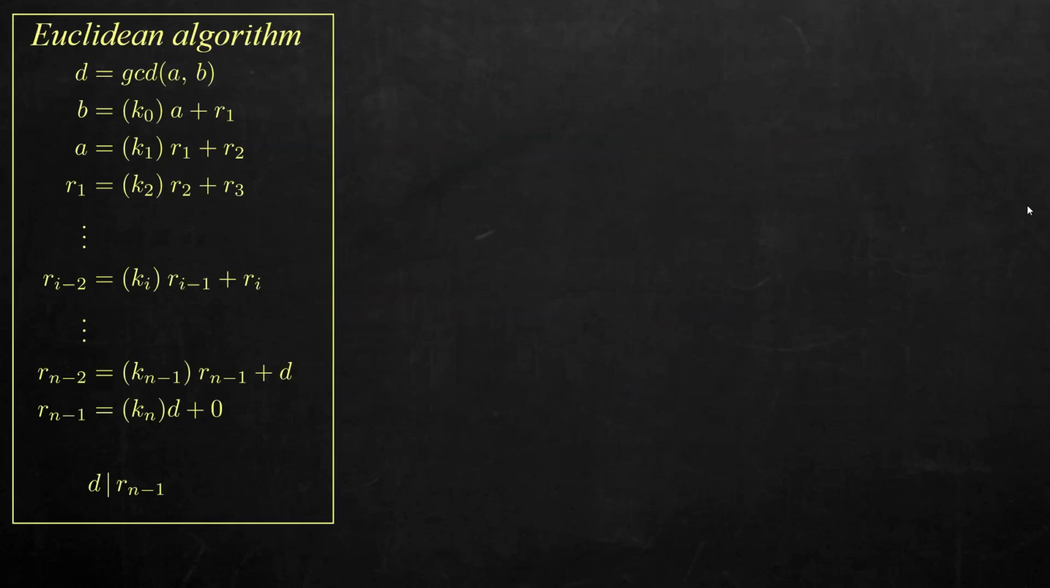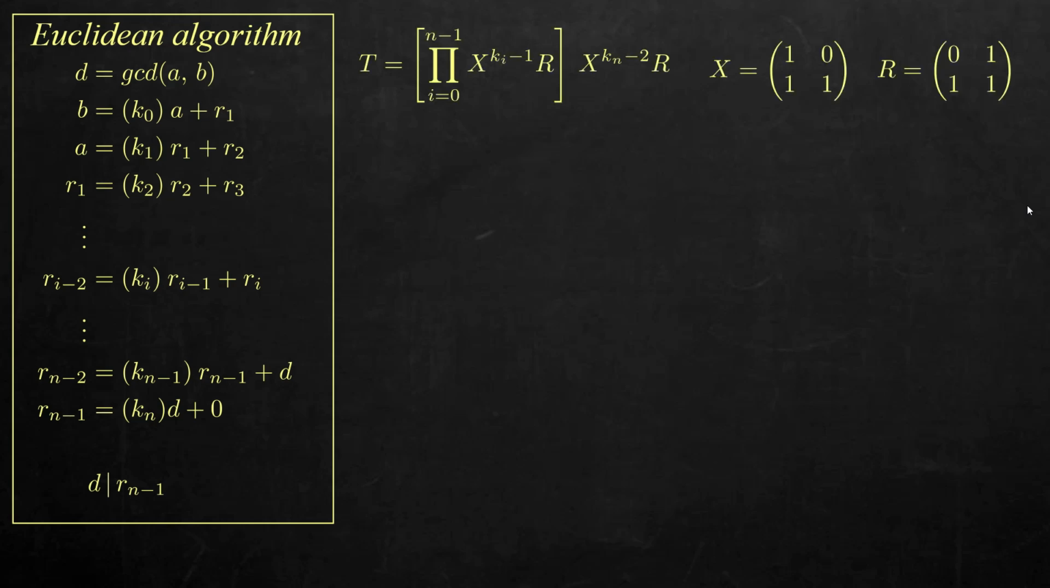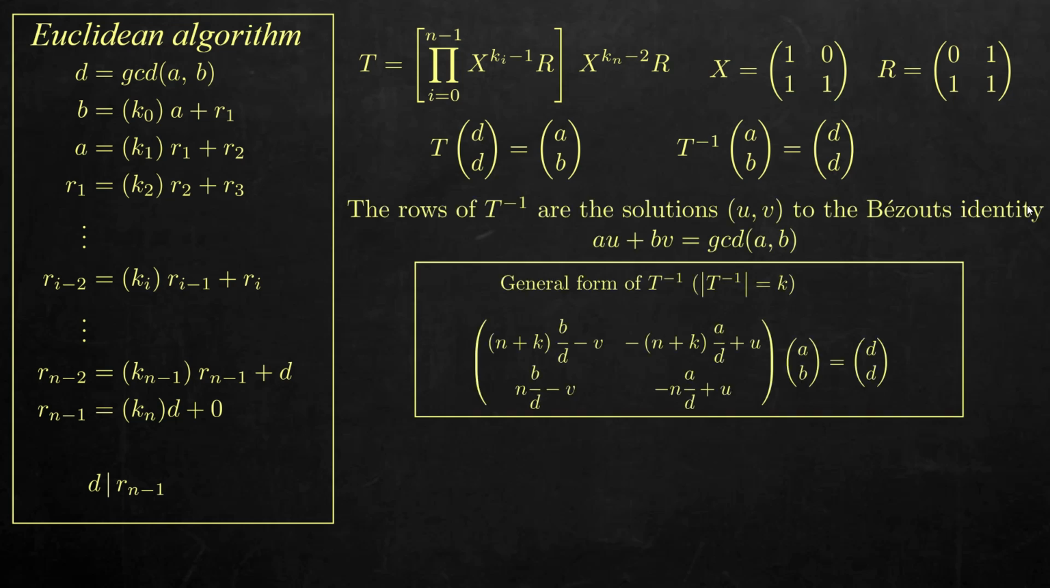In the previous videos, we explored how the Euclidean algorithm for finding the GCD of A and B can be expressed as a linear transformation. This transformation maps a vector (D, D) to (A, B), and the rows of the inverse provide the solution to the Diophantine equation AU plus BV is equal to D.